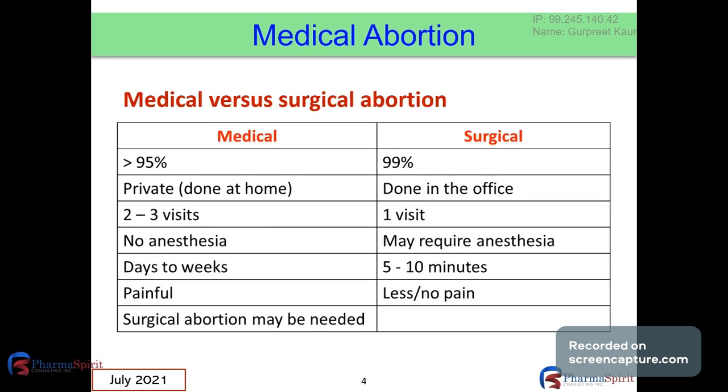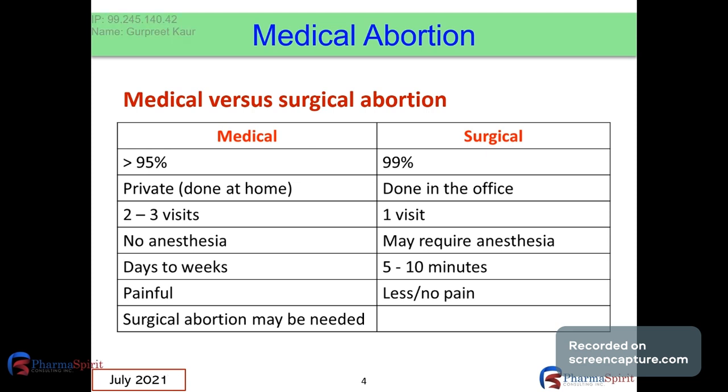So how is medical abortion different from surgical abortion? Here we have a table of comparison. Medical abortion is more than 95% effective. Surgical is more effective, at 99% effective. Medical abortion is more private because it can be done at home. Surgical abortion has to be done in the office, so it is less private.